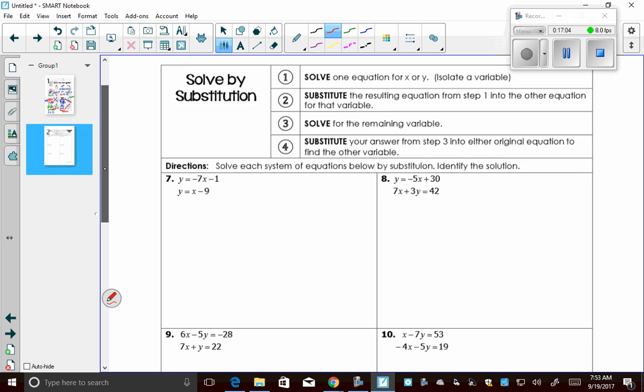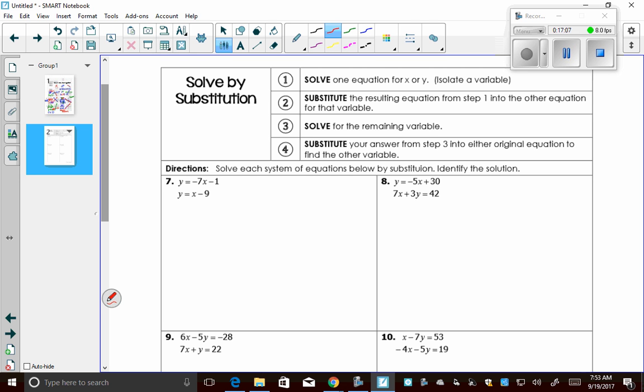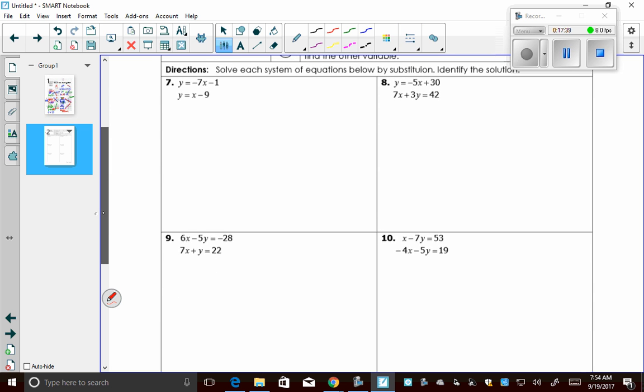The other way that we're going to learn how to solve today is by solving by substitution. To solve by substitution, you solve one equation for x or y, and then substitute the resulting equation from step 1 into the other equation for that variable, and then solve for the remaining variable. After we do that, we're then going to substitute your answer back into either original equation to find the other variable. So if we look at number 7, it's already solved for y.